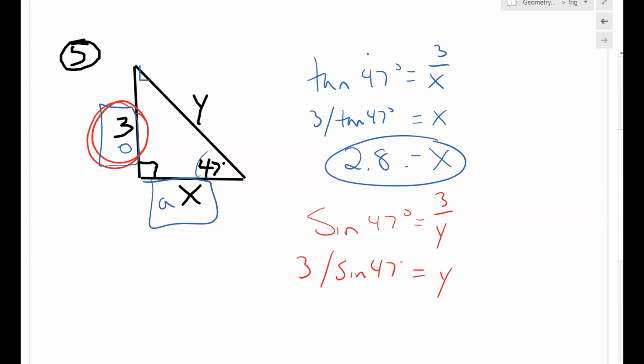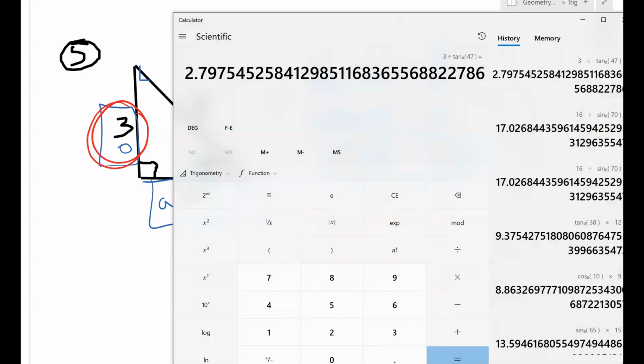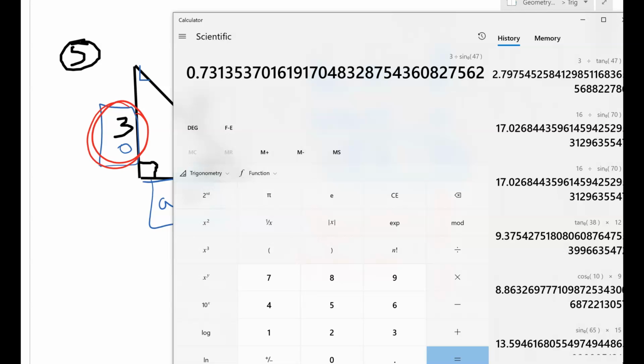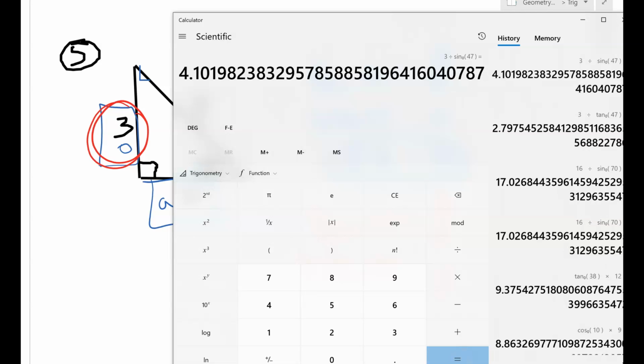Okay, all right, so we've got to type that in. We're going to divide. So 3 divided by 47, trig, sine, answer. We do get 4.1.